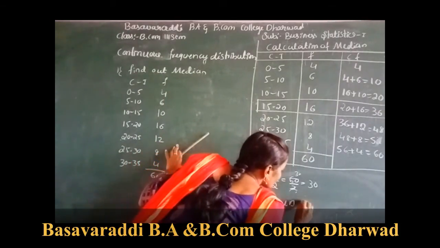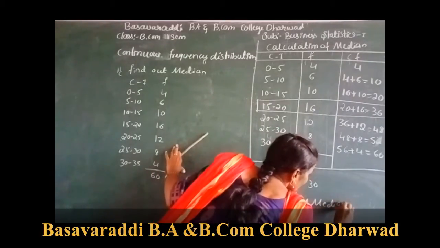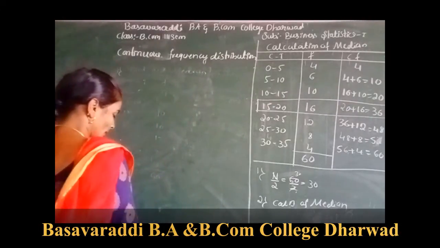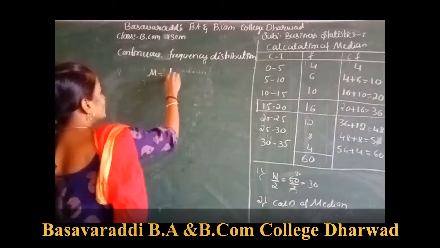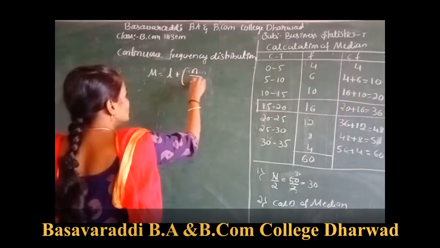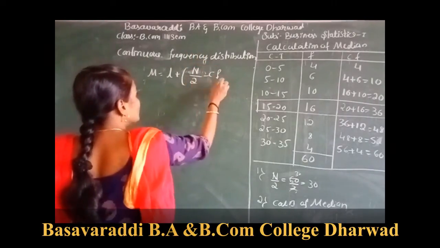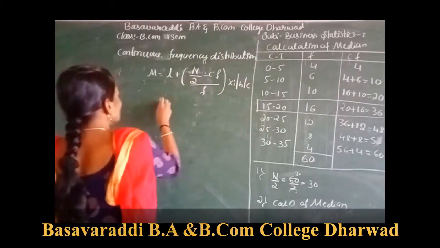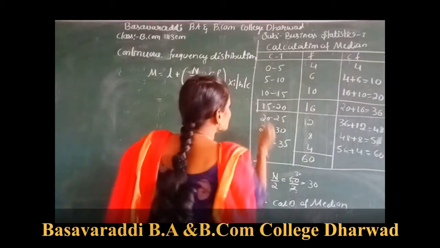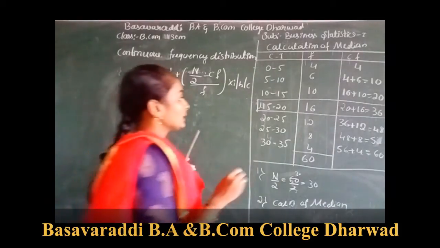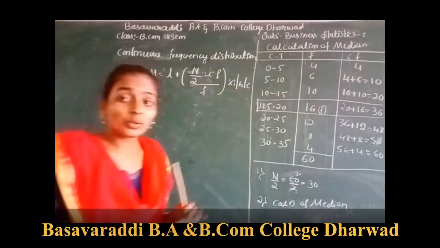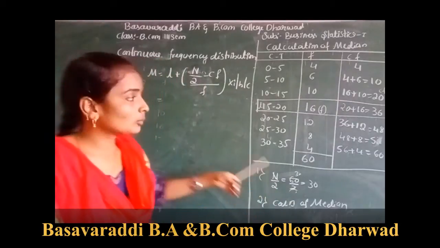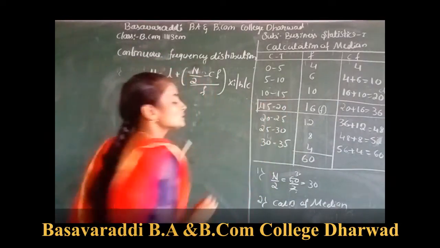First, calculation of median. Median is equal to L plus (N by 2 minus CF) divided by F into I, or H, or C. This is L, the lower class limit. F is frequency. CF is the cumulative frequency lower than N by 2. I is the difference between these two interval limits.